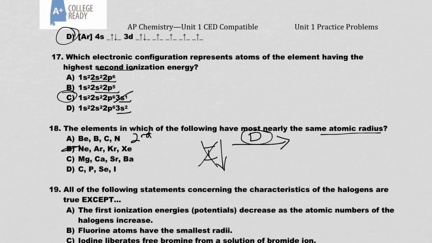That's straight down group 2. It's not going to be that. And then if I look at D, we've got carbon, phosphorus, selenium, iodine. That's kind of like a diagonal. It's not even in the same group, but again, each new period is a whole additional energy level of electrons. So there's no question, of those choices, we would have to pick the atoms that are in the same period.